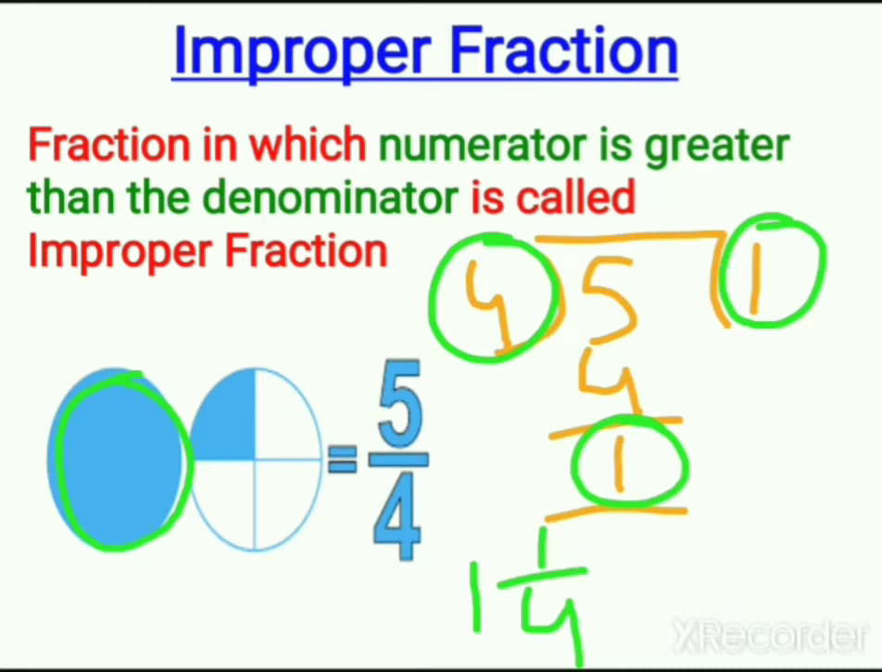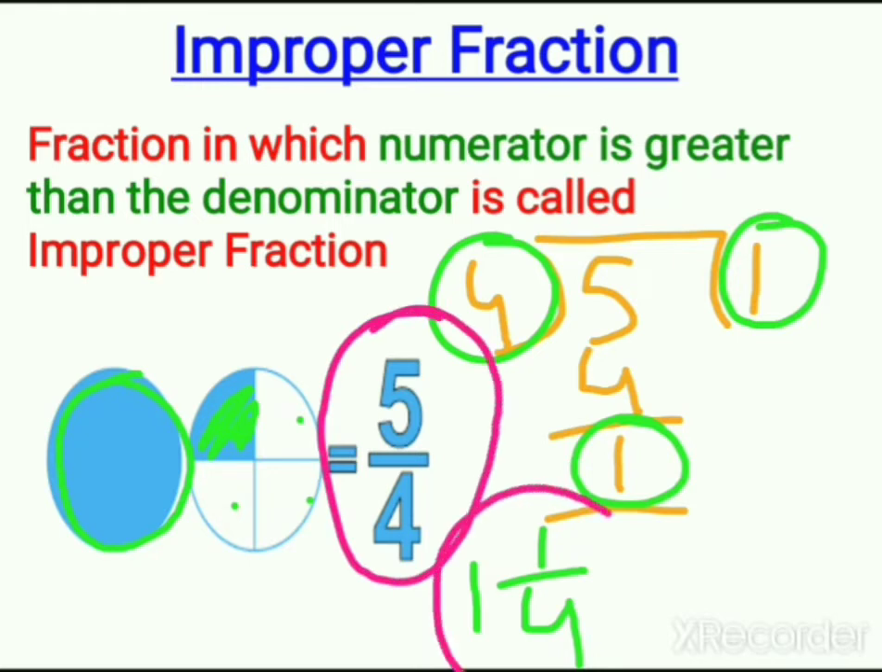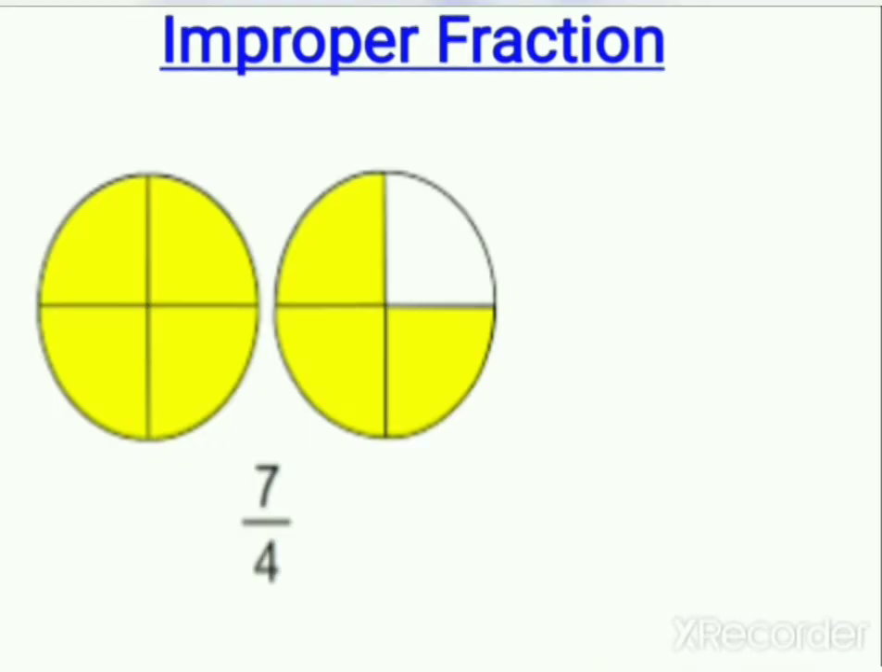And 1 by 4 means out of 4 parts, we have to shade only 1 part. So 5 by 4 is an improper fraction and 1 by 4 is known as mixed fraction. One more example of improper fraction. 7 by 4. Here numerator is greater than the denominator. So this 7 by 4 is an improper fraction.